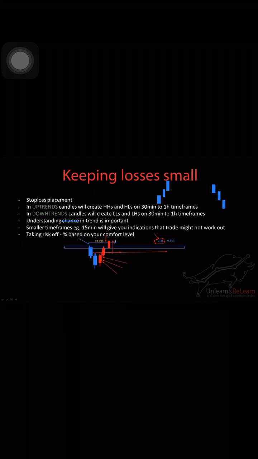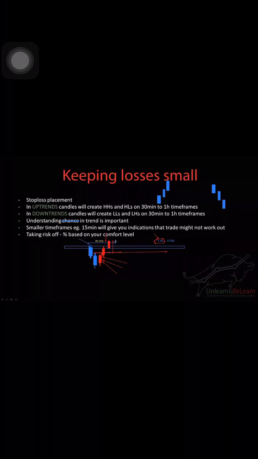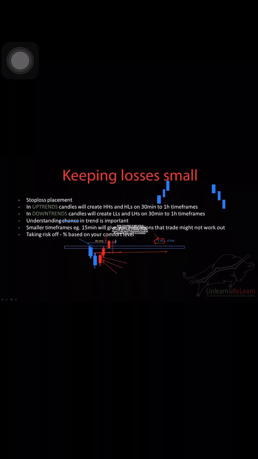I don't know why people don't teach this. I don't know why no one talks about this. I mean, this is really important, man. You need to understand how much you're taking off the position, how much risk you're taking away, because it makes no sense to take the whole stop loss, right?